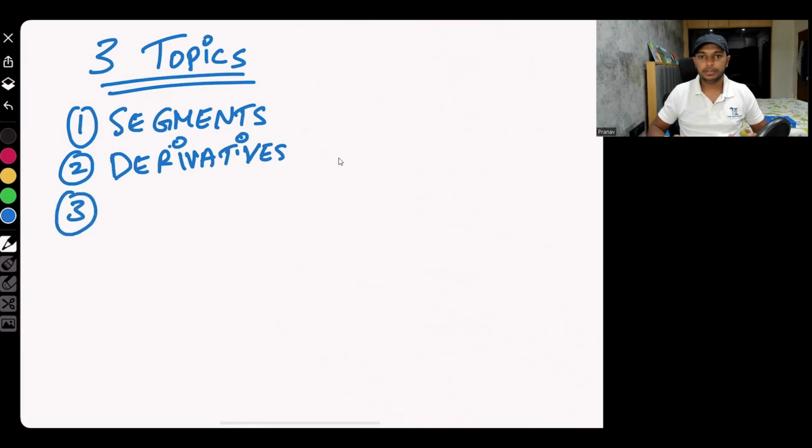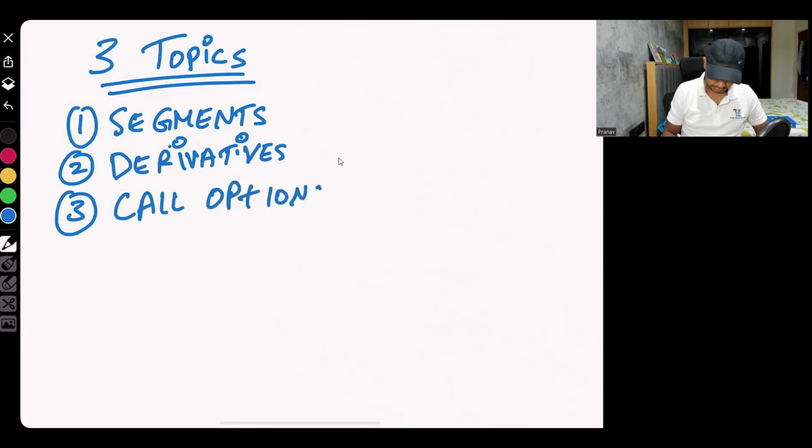And once we understand these two things, that is when we are going to get into the first topic, that is call options. So I'm going to give you a very simple example where you're going to understand what exactly is a call option and how you can identify which has a higher probability of profit by default and which you can choose to make higher profits. Right. So let's begin with the first topic, that is segments.